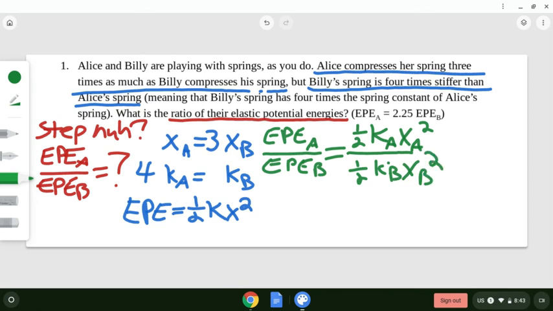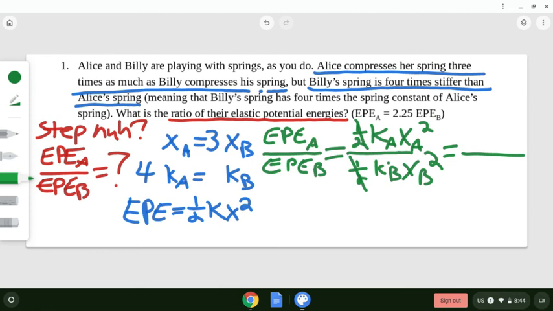And at this point, let's see if anything cancels. All right, half by a half, that cancels. That just goes away. And we can't cancel anything else out at this point, because the K's aren't equal to each other. K of A does not equal K of B, so they don't cancel. And our X's aren't equal to each other either, so they don't cancel. So now we have to keep going with this. We got rid of the half, so that's progress.